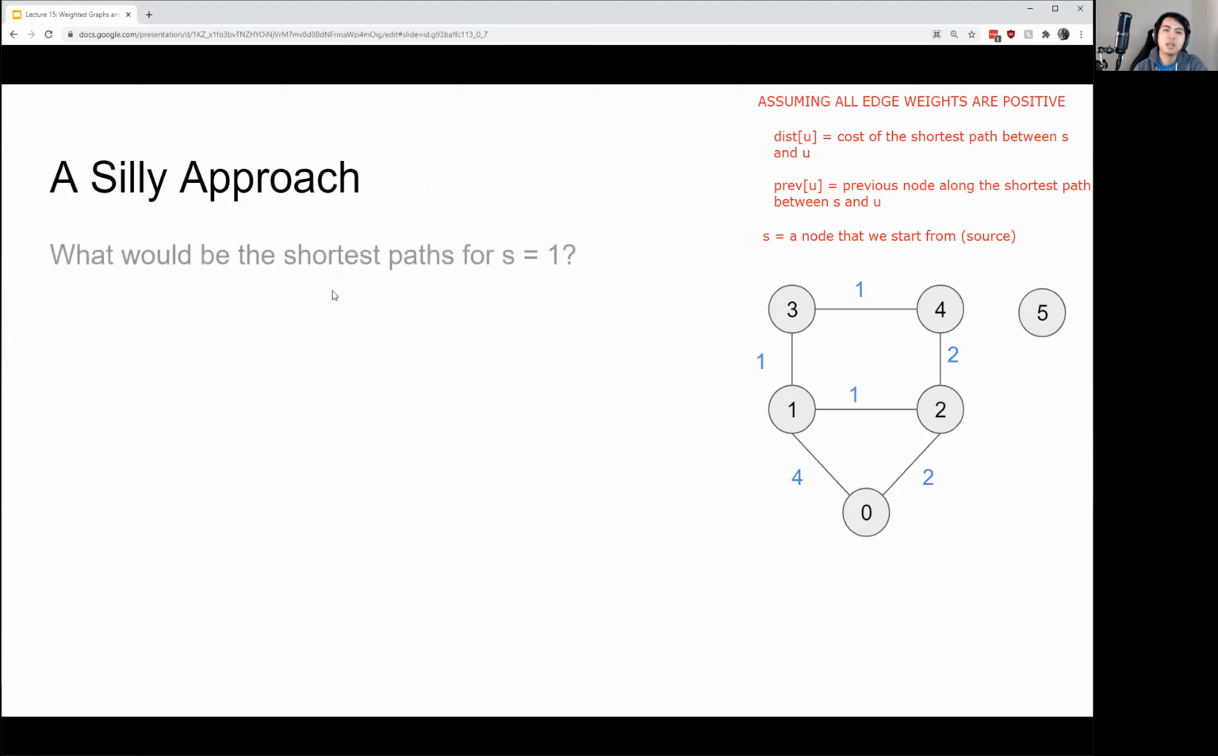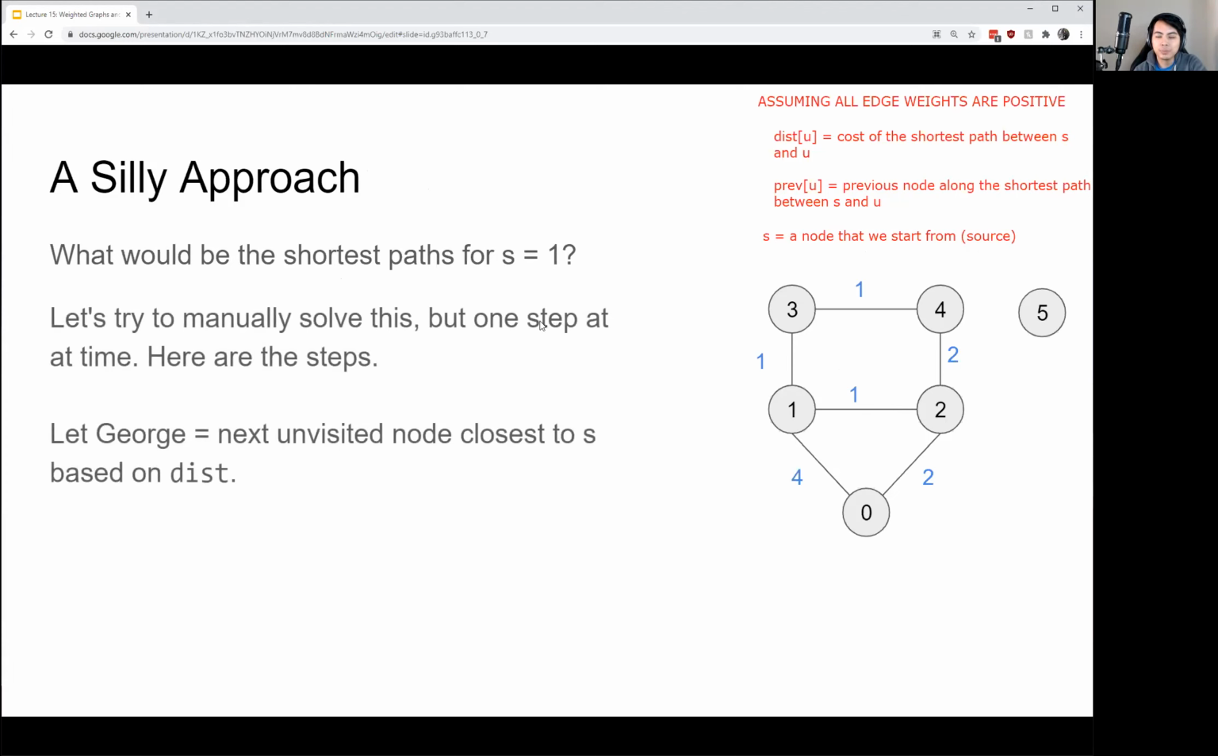So here's the approach. If we're trying to find the shortest path for s is equal to 1, notice this is the same graph as before, but I've made it a little bit smaller so that we can work through the example a little bit faster. We're going to try to manually solve this one step at a time. Here's the steps. We're going to call a node George, and George is going to be the next unvisited node closest to S based on distance. All right, that's a mouthful, but George will be the next unvisited node closest to S based on distance. So we're going to visit all of these nodes, and as before, we're going to mark them as visited or not. And George will just be the first node that is closest to S based on distance.